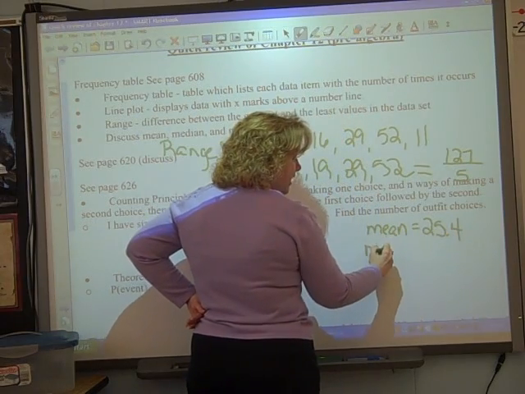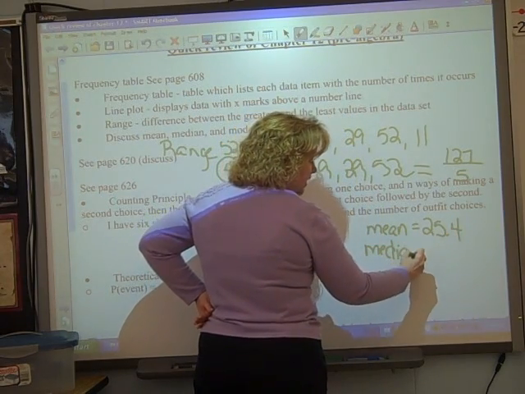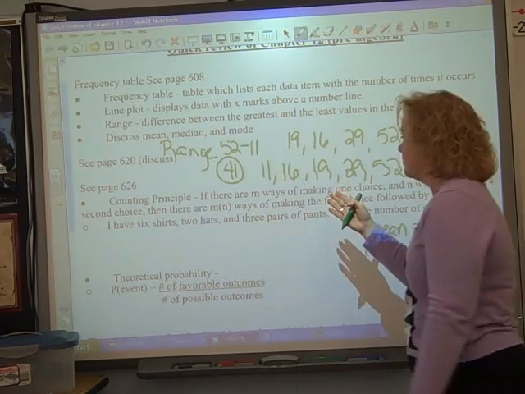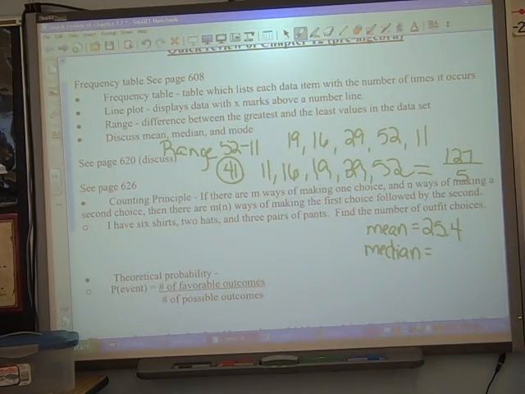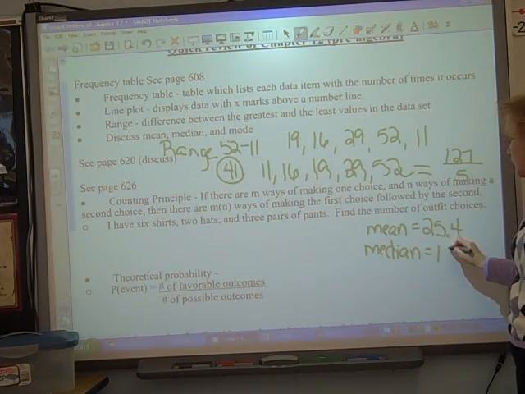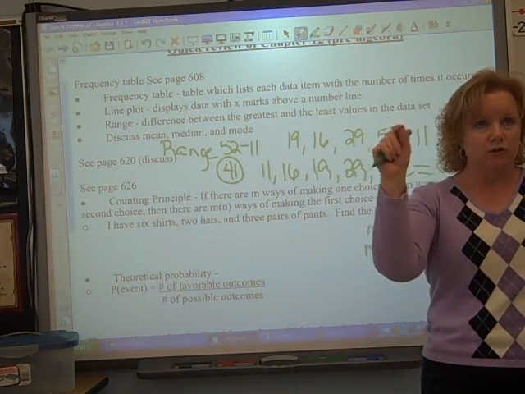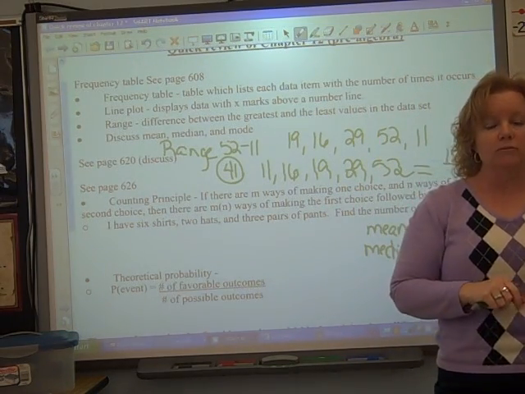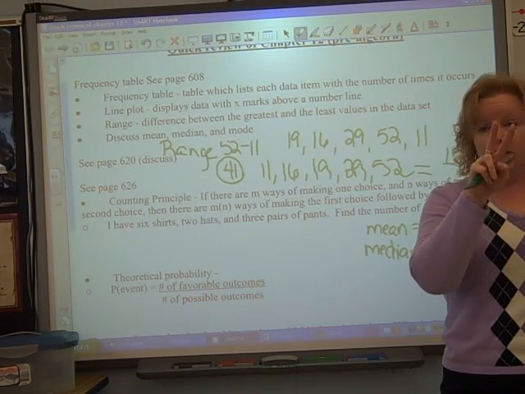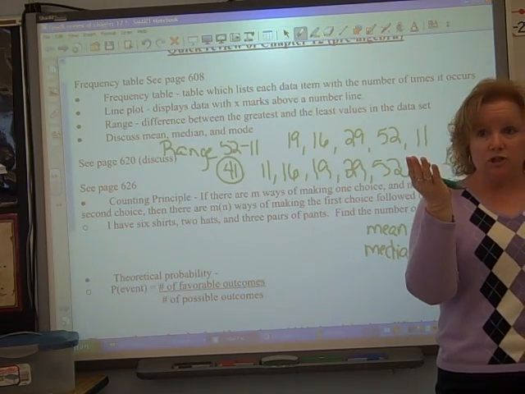Okay, what's my median of these numbers? So Jocelyn, that was the one you were answering before. My median is, okay, so that's my middle. What if I have two middle numbers? What do you have to do if you have two middle numbers? Michelle? Yeah, you add those together and divide by 2.